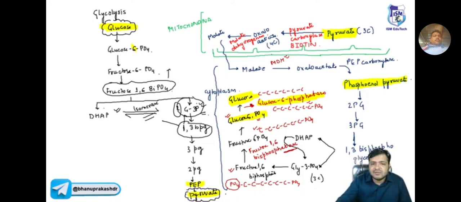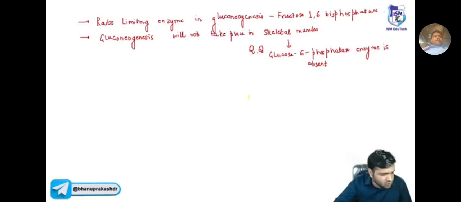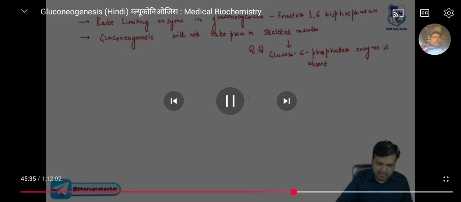That is also clear. So in skeletal muscles, the glucose 6-phosphatase enzyme is absent, and that is why gluconeogenesis will not take place in the skeletal muscle. I hope this is clear to each one of you.